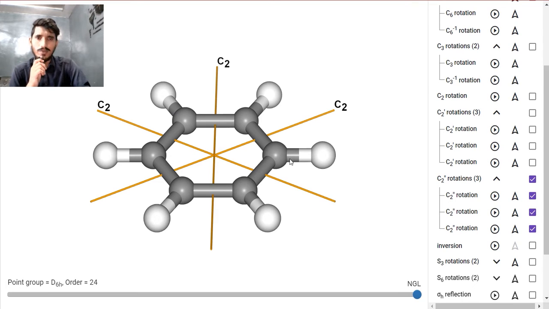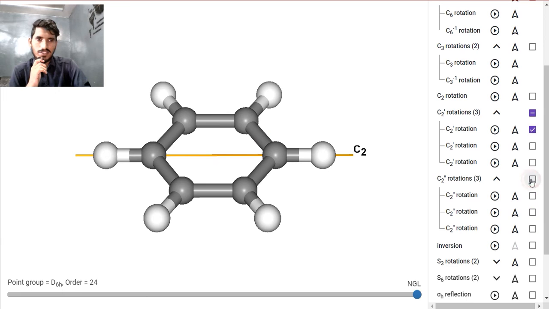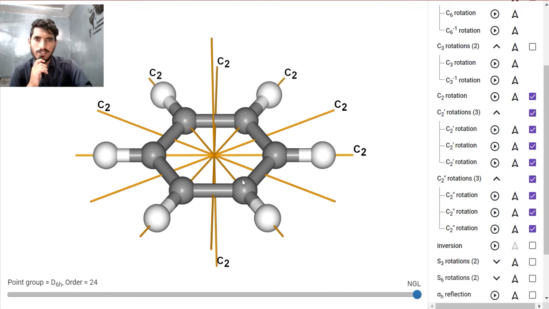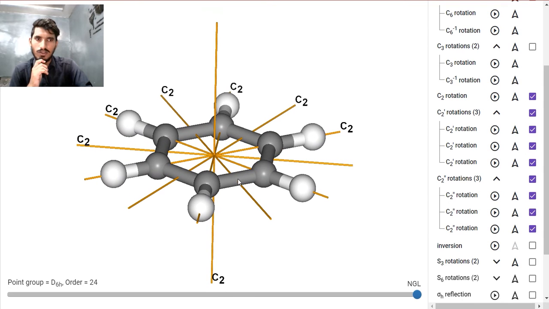So these are the three C2 axes, and overall there are many other C2 axes. There was this C2 axis, and again along the carbon atoms there is another C2 axis, and again along the carbon atoms there is another C2 axis. So what I have here is three C2s along the carbon atoms and three C2s between the bonds. Between the bonds there's number one C2, then again a C2, and then another C2. So how many C2s do we have? We have 1, 2, 3, 4, 5, 6 C2s, and the seventh C2 is perpendicular to all of these. So there are 7 C2s in the molecule of benzene.